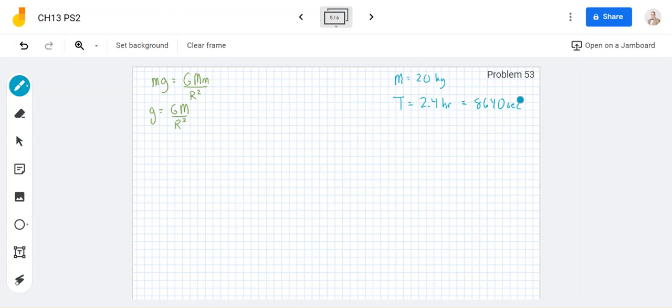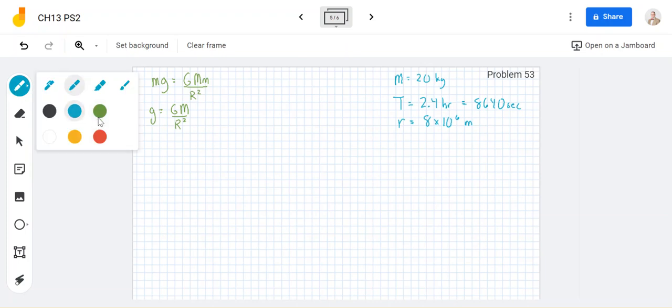And the radius, okay, so this is the radius, not of the planet. This is the radius at the orbit distance. So this is the orbital radius of 8 times 10 to the 6th meters. So there's a couple things we can do here, okay?